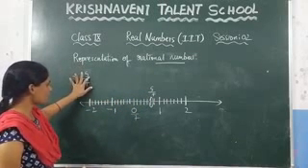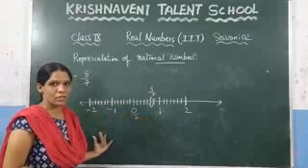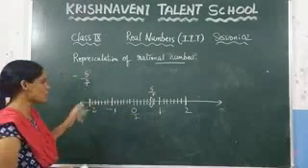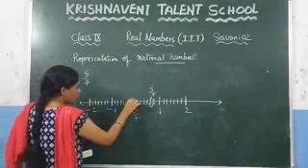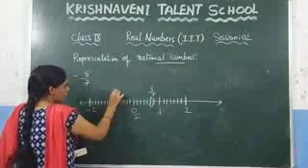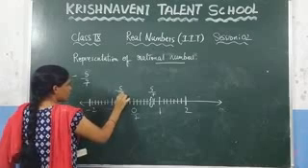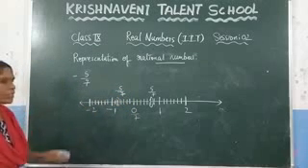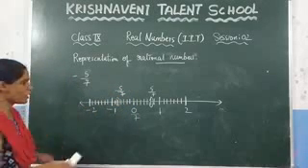Since the numerator is minus 5, you have to go to the left side of the number line. How many steps? 5 steps. So here at this point, 1, 2, 3, 4, 5. This is the value of minus 5 by 7. Like that you need to represent rational numbers on a number line.